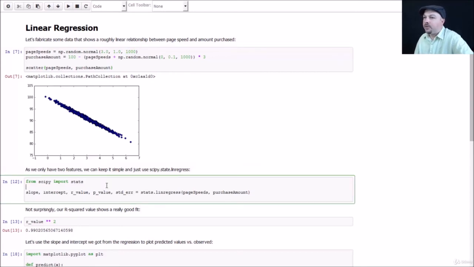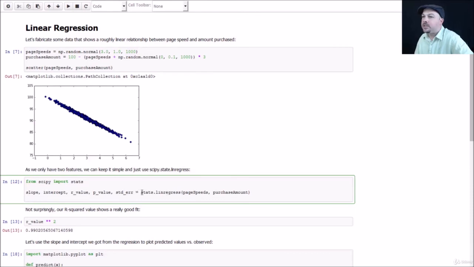Now, we talked about how to do ordinary least squares in linear regression in the slides, but you don't have to do any of that math yourself because the SciPy package has a stats package that you can import. So you can say from scipy import stats, and then you can just call stats.linregress on your 2 features. I have a list of page speeds and a corresponding list of purchase amounts. Linregress will give me back a bunch of stuff.